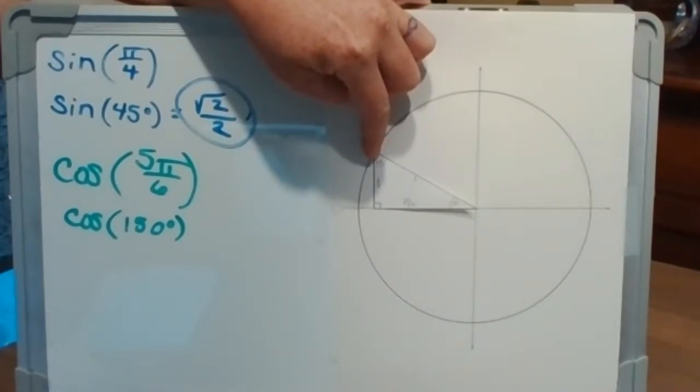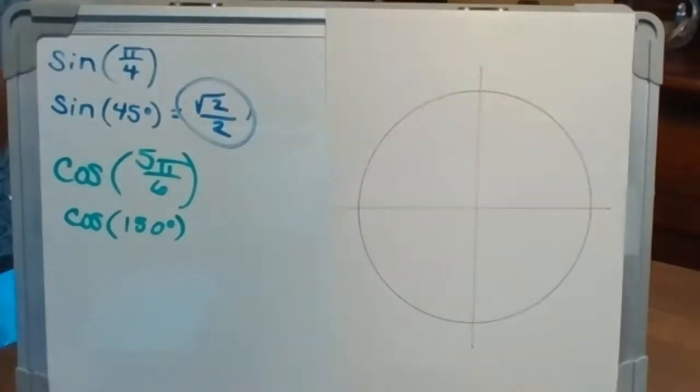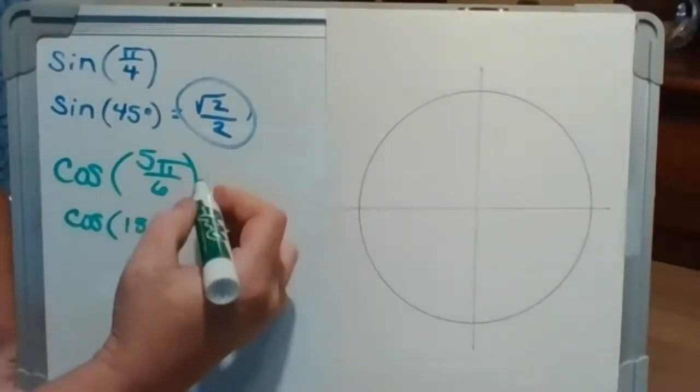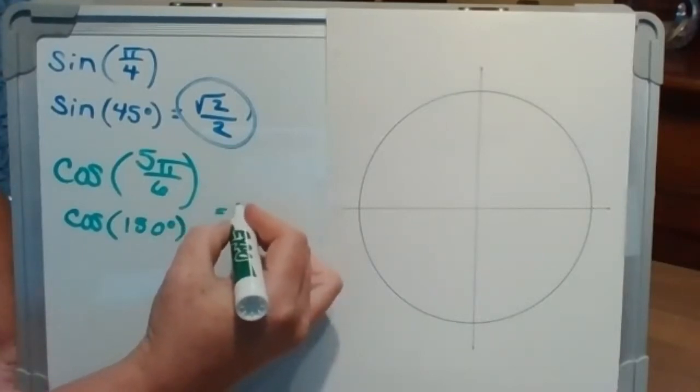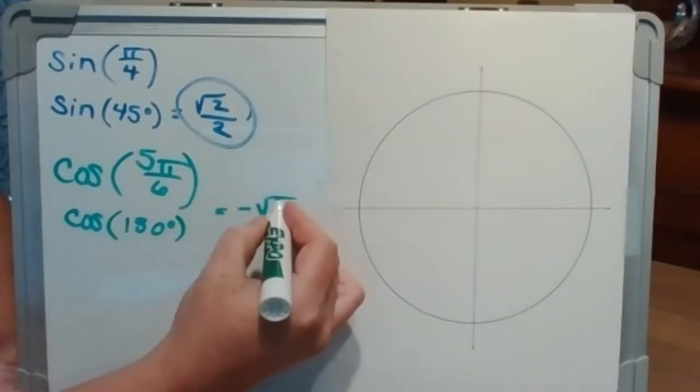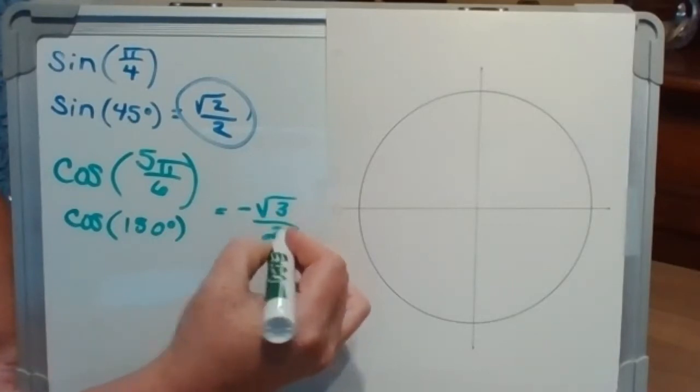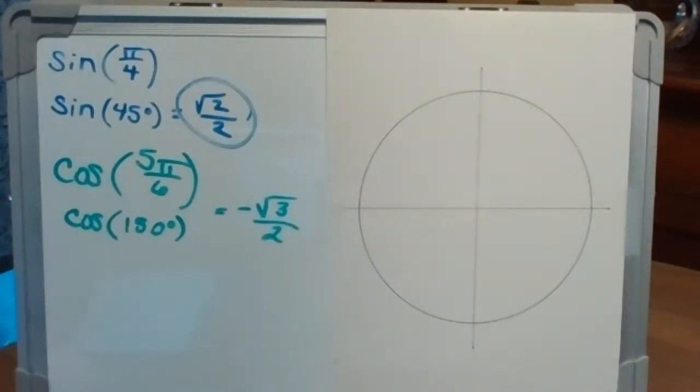The only other thing you have to take into consideration is whether these values are going to be positive or negative. When we're in quadrant 2, is the x value positive or negative? Negative. So cosine of 5 pi over 6, or cosine of 150, is going to be equal to negative square root of 3 over 2.